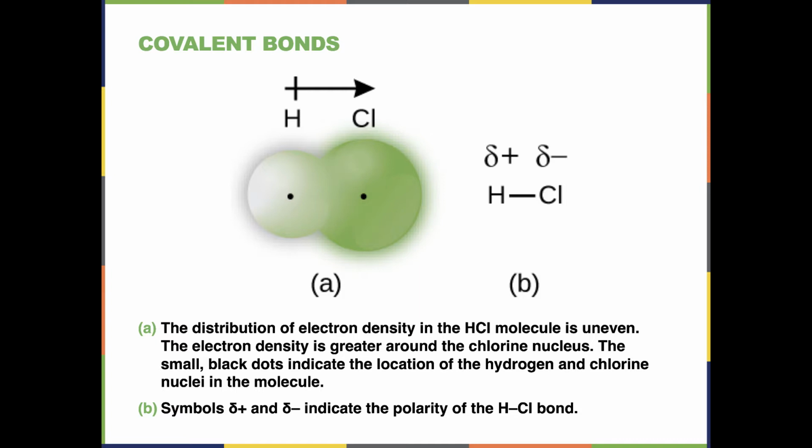So the distribution of electron density in this molecule is not even. There's more electrons around the chlorine nucleus than there are around the hydrogen nucleus, and this results in a positive pole on the left side and a negative pole on the right side. And this positive pole is designated by a lower script Greek delta plus and a lower script Greek delta minus for the negative.